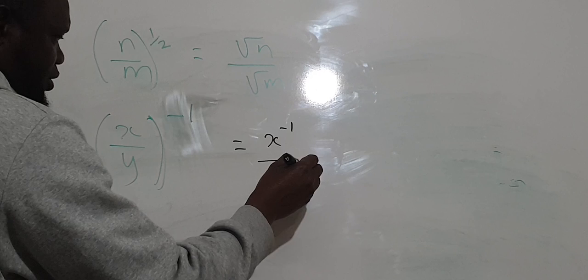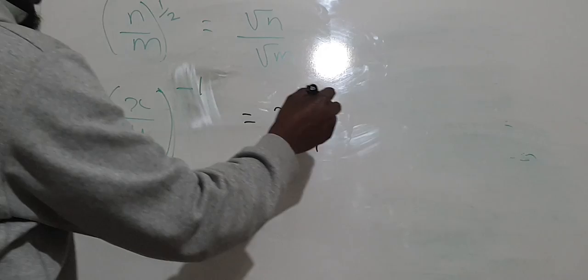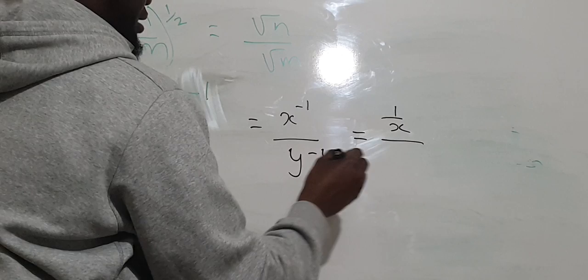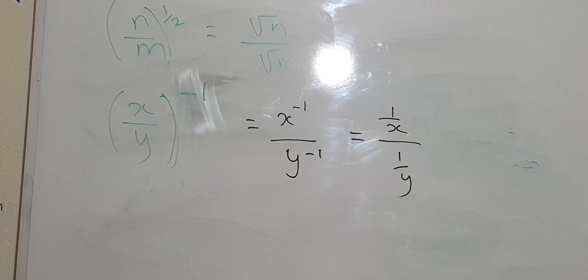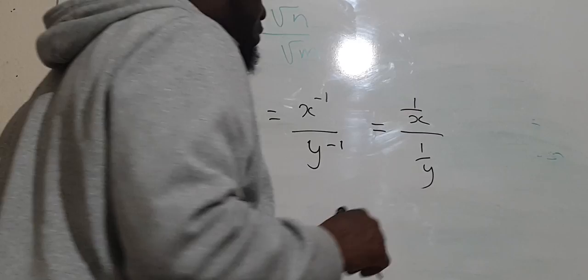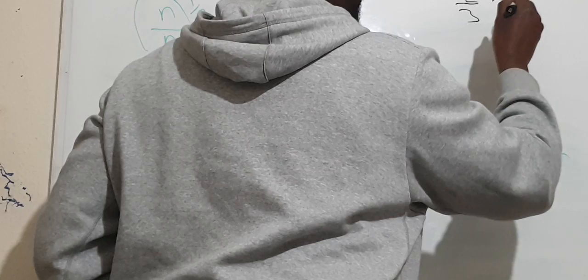What is x to the power minus 1? 1 over x. What is y to the power minus 1? 1 over y. You have to divide and you have to do the reciprocal. Because when we divide fractions, what do we do? If I say 2 over 3 divided by 4 over 9, what do you do?